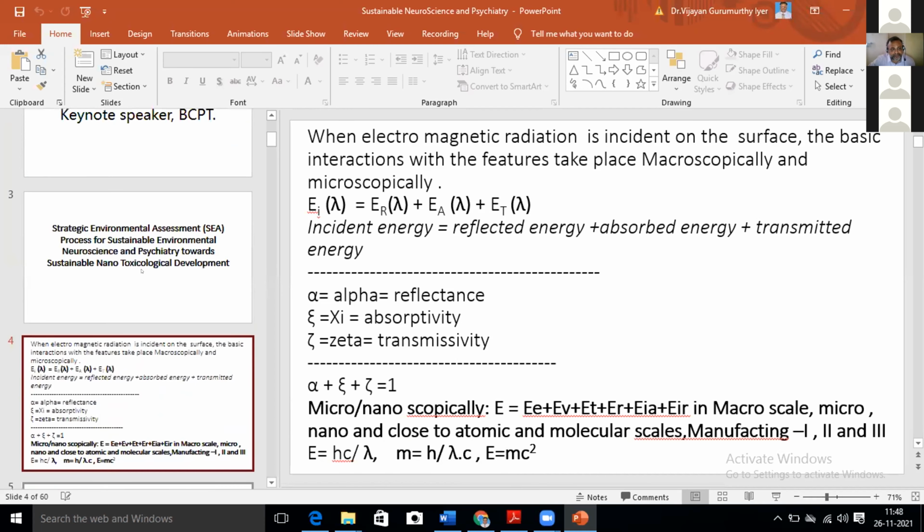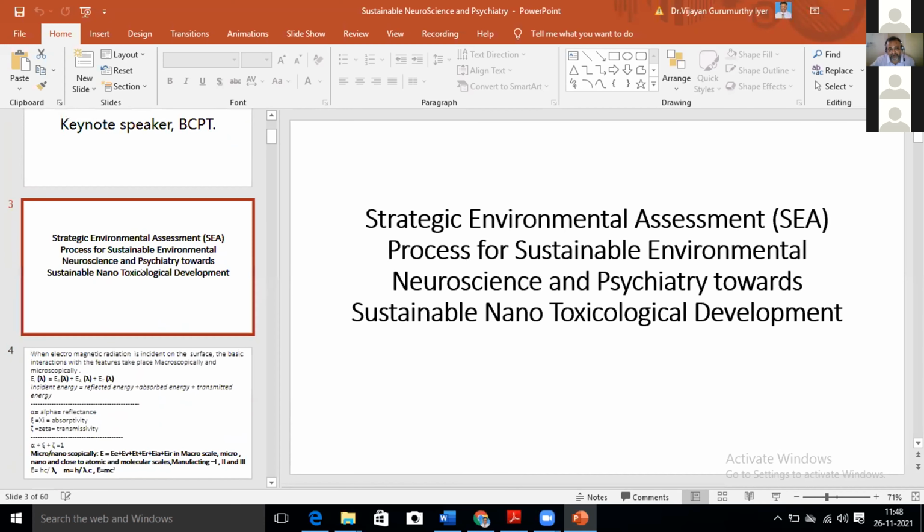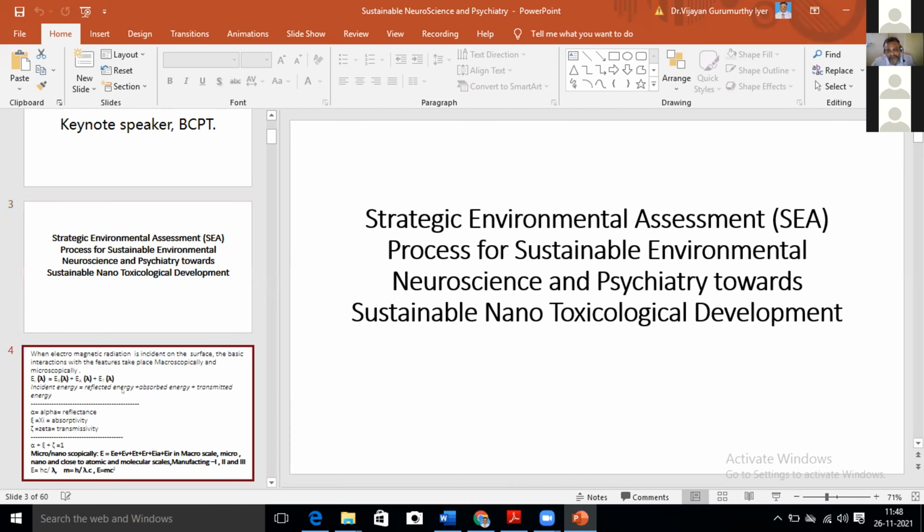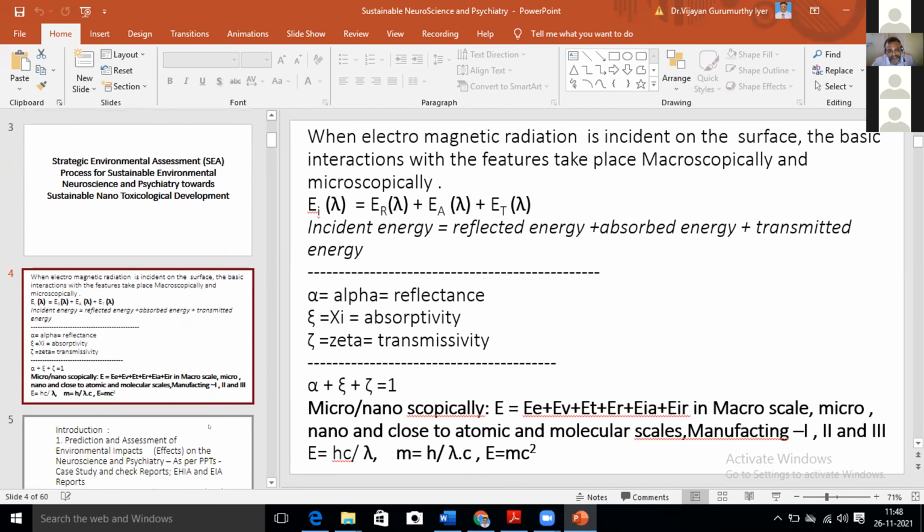In this way, the strategic environmental assessment process for sustainable environmental neuroscience and psychiatry towards sustainable nanotoxicological development has been systematically studied, identified, evaluated for mitigation of the neuroscience effects and psychiatry effects towards the nano level and closed atomic level and closed molecular level have been assessed that include the macroscopic level. So this is the EMR interaction and interrelation.